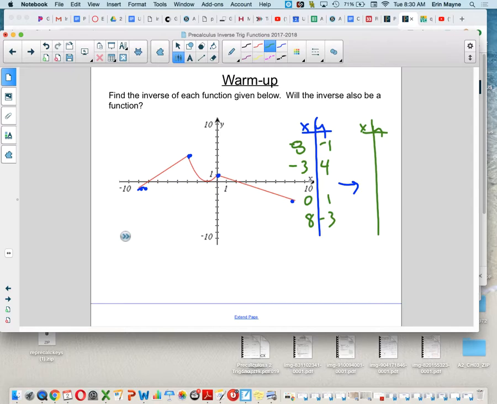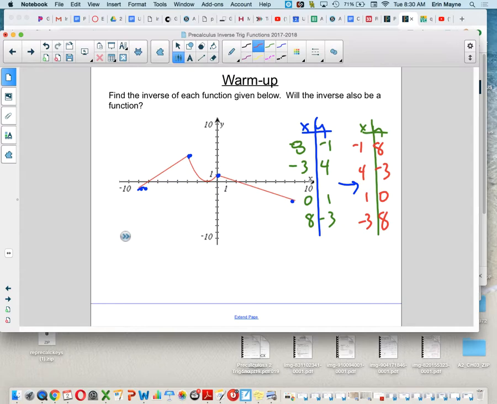Sophie, what are the inverse points then? -1, 8. Yep. 4, -3, 1, 0, and then -4. Okay. So now I'm going to plot these. Again, as a reminder, you should notice that the original and the inverse reflect about y equals x.